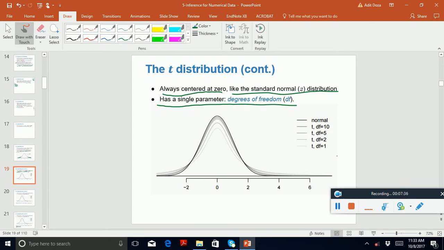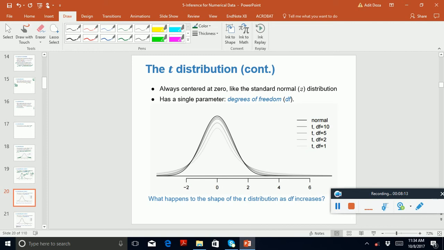As the degrees of freedom increases, it approaches normal. The higher the degrees of freedom, the closer it gets to normal. This could be a conceptual question, and it is always centered at 0. If I draw it again, it will center around 0, so you need to know that it's centered around 0.